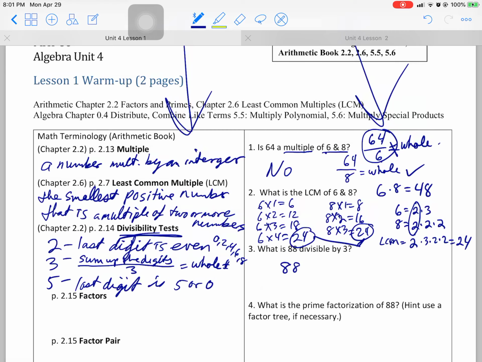So is 88 divisible by 3? Without picking up your calculator, 8 plus 8 is 16. 16 is not divisible by 3. 15 is, but not 16. Is 88 divisible by 3? No, it's not.